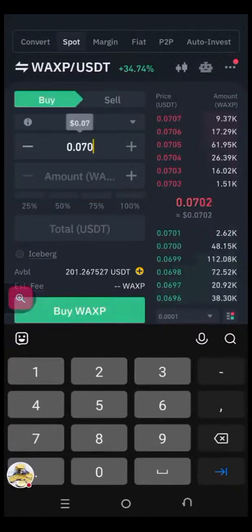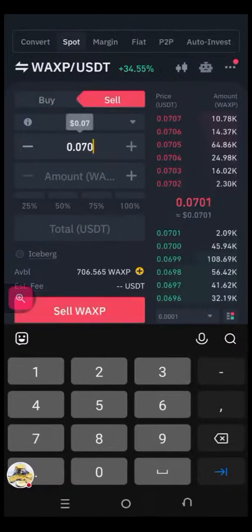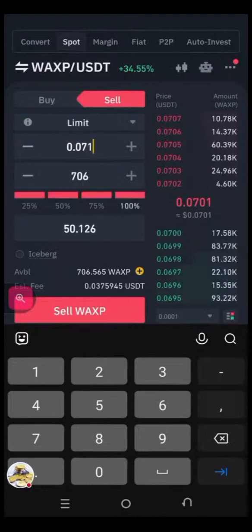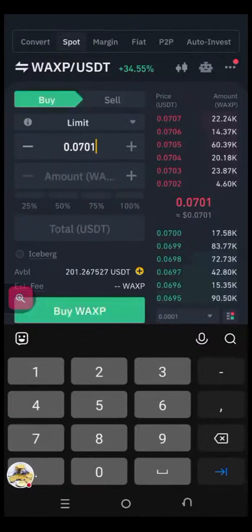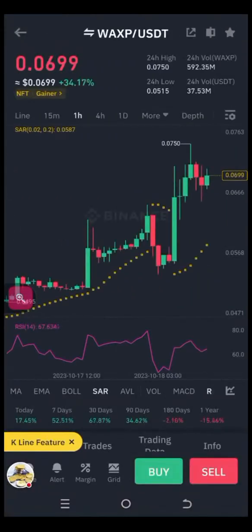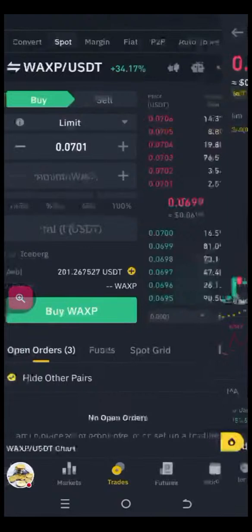No. Let's put 71. Maybe it will go. Maybe it won't. I don't know. I just decided, 12 cents. No, that's too small. Would it go? I don't know. But I'm just working with this and seeing whether it's gonna work.